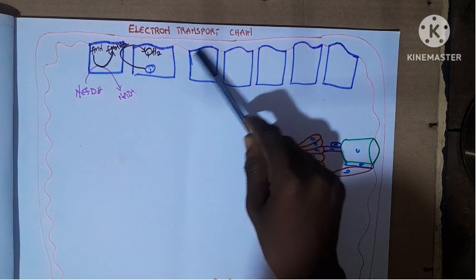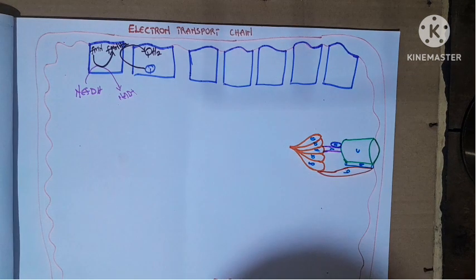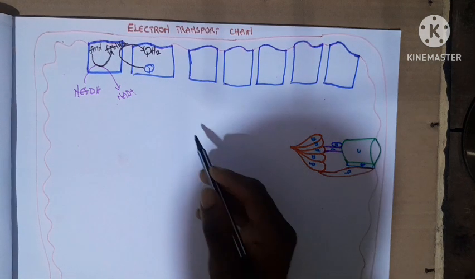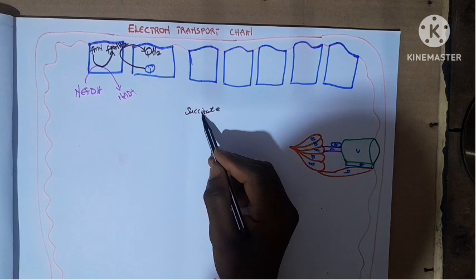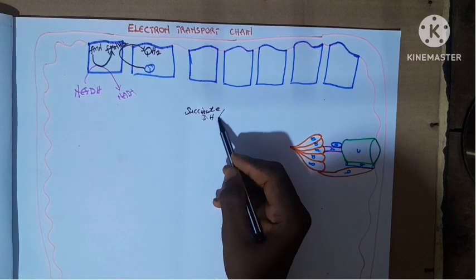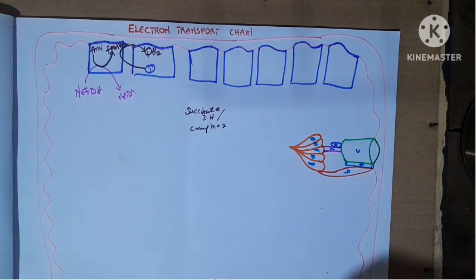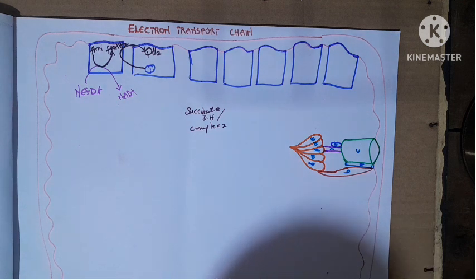Now let's move to complex 2. So this is complex 2 here. Complex 2 is also known as succinate dehydrogenase. So let me write that down: succinate dehydrogenase, or complex 2. In complex 2 we have FADH2.